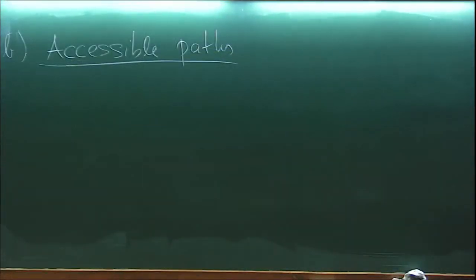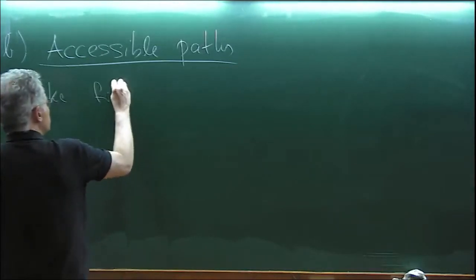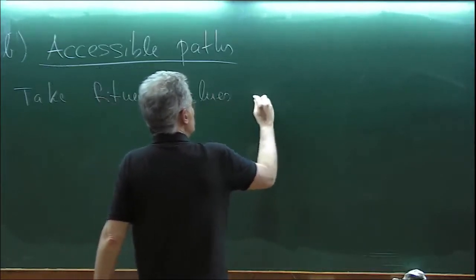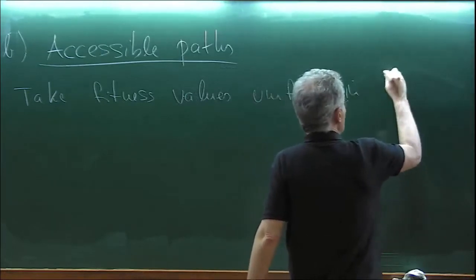And so for the following discussion, it will be useful again to introduce a kind of explicit fitness distribution. As I said, nothing depends on that, but just for ease of notation, I'm going to assume that the fitness values are distributed uniformly between 0 and 1, okay? So I'll take the fitness values to be uniform in the interval 0, 1.